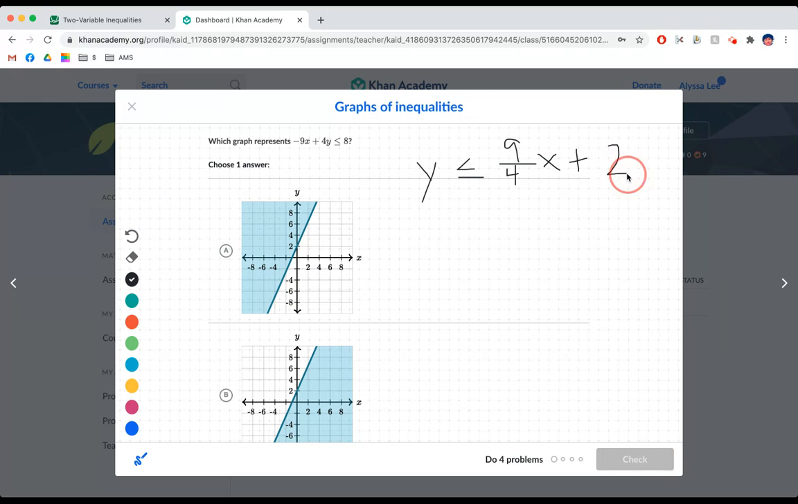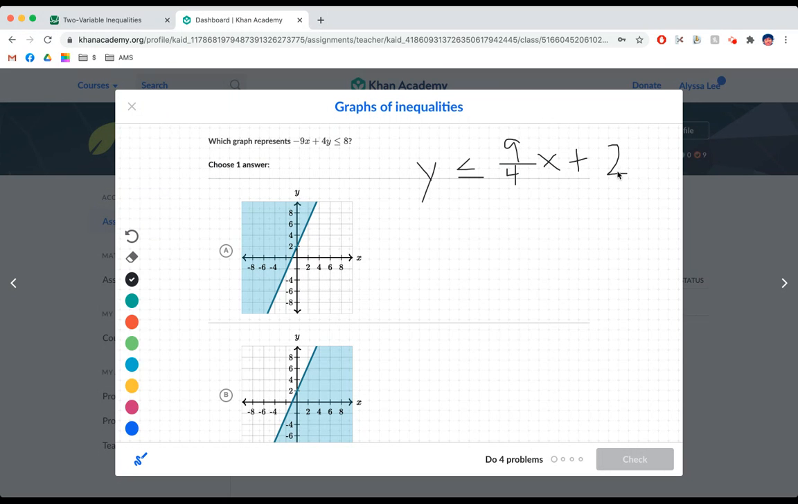Okay, so I know I'm kind of shortcutting this example, but I expect you guys to manipulate this inequality just like you would an equation until you get your slope-intercept form, right? So we're looking for y equals mx plus b. Again, I added 9x to both sides, and then I divided everything by 4. So that's where I get my 9/4 x, and then your 8 divided by 4 is a plus 2, okay?